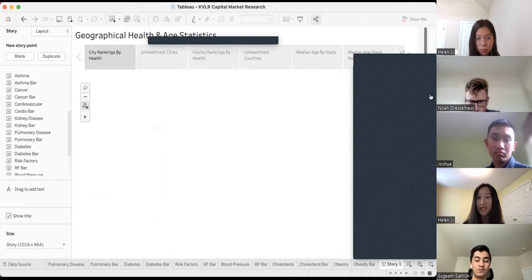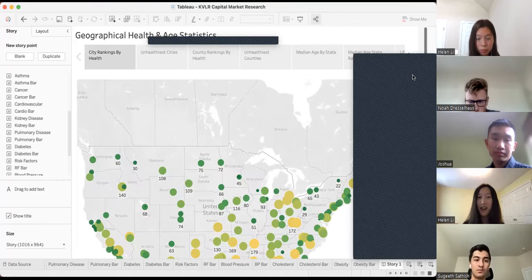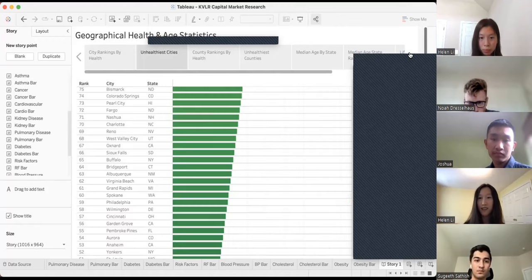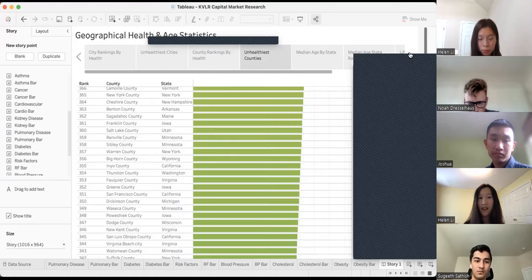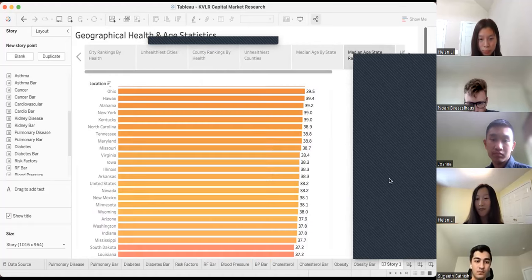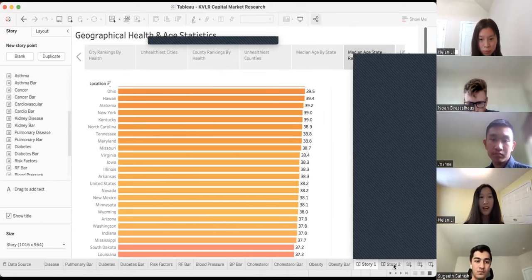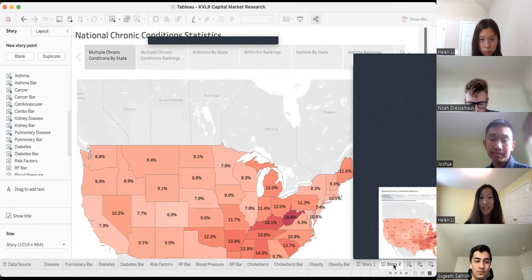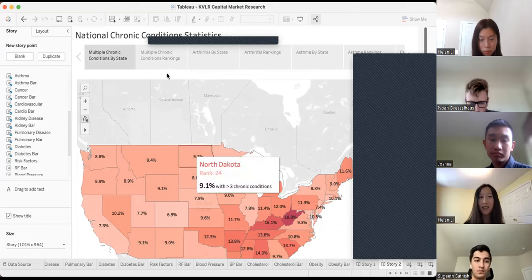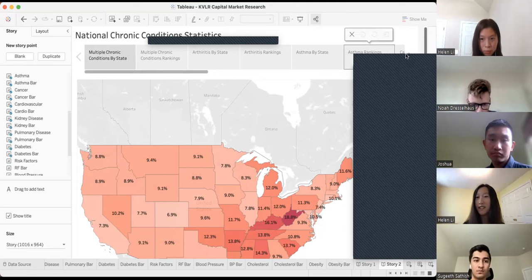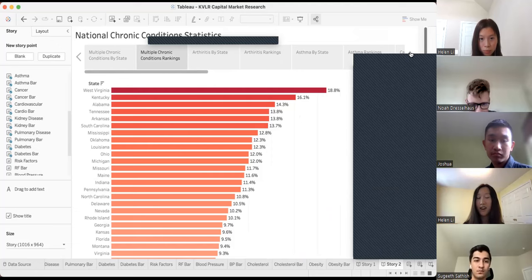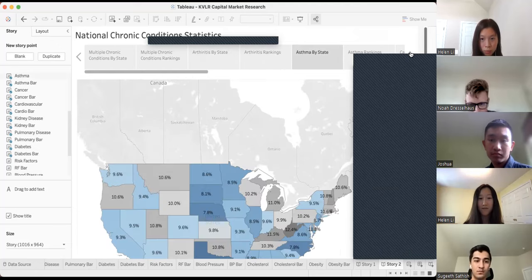And lastly, here's just a different format. I tried the story format in Tableau, where you can click through these maps. So this story is on geographical health and age statistics. You can click through these and see the information that we went over. The next story is on national chronic condition statistics. This includes all the conditions such as arthritis, asthma, cancer, heart disease, and so on.